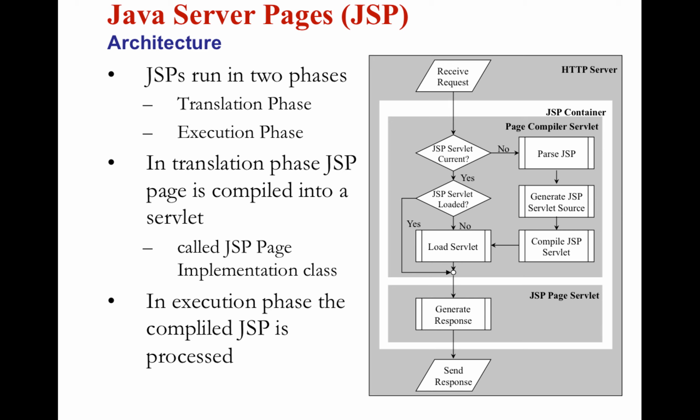So the execution phase is compiled, the JSP is processed. So you have the HTTP server, you got a little Java container, don't worry about that. This is the Apache Tomcat stuff. A request is received, the servlet says, do we have it? No, then parse the JSP and create it, generate the servlet source code, compile it and deliver it. Is it already compiled? Yeah, then go ahead and load it. And then generate a response and send it back to the user.